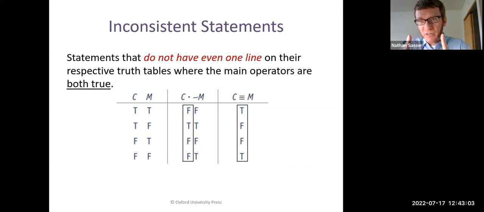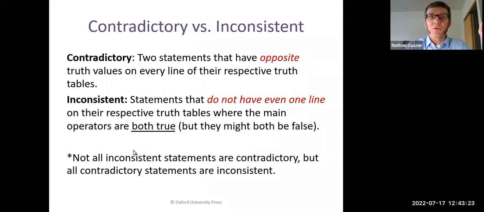Now, they're not contradictory because they've got line 3 where they both have false truth values. Now remember, with the contradiction, they have to have opposite truth values on every single line. This one's not contradictory, but they are inconsistent. Those are different ideas. So the basic rule here is that not all inconsistent statements are contradictory, but it is the case that all contradictory statements are inconsistent.